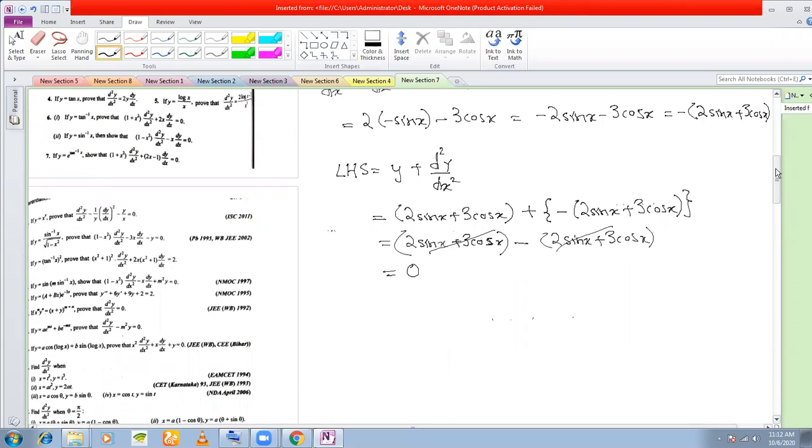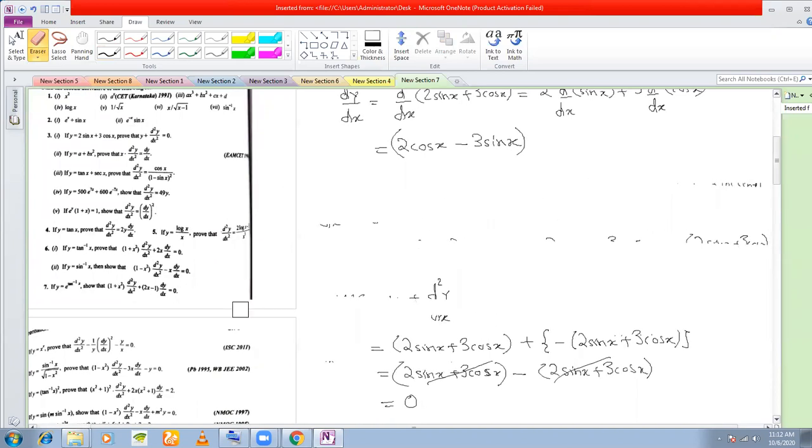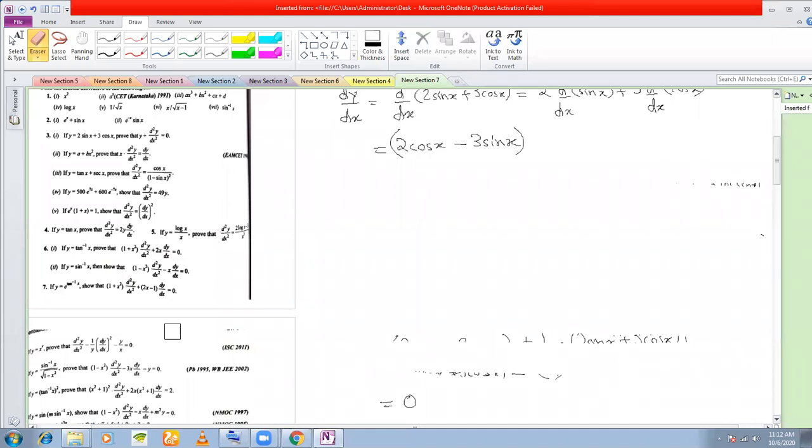So this is how you, for any sum that you do here, except for a very special type of sums, whenever an expression is given in d2y dx2, you will first find d2y dx2, and then you will prove what you are required to prove.